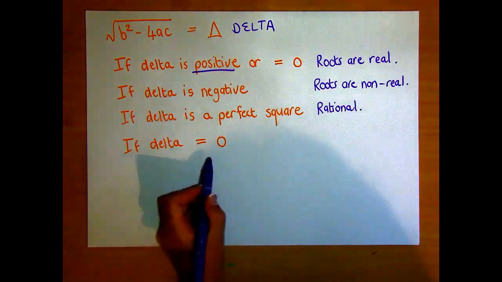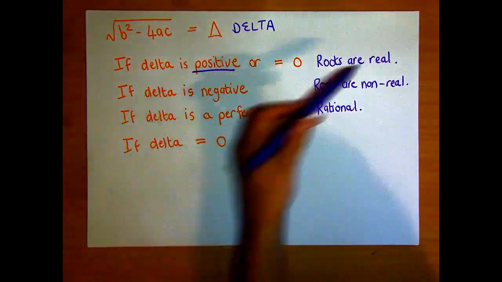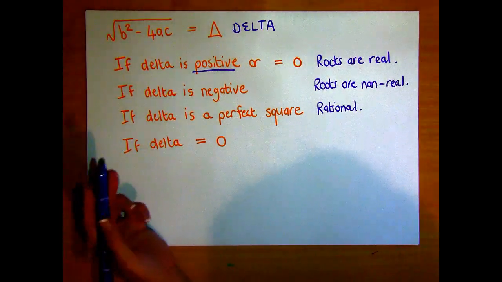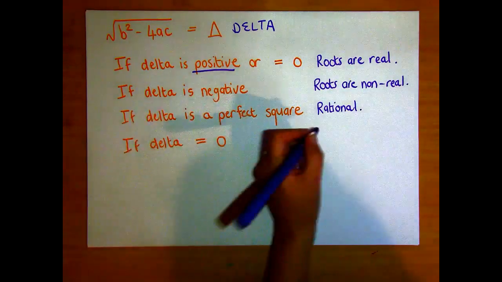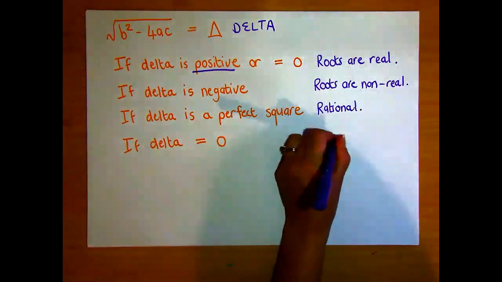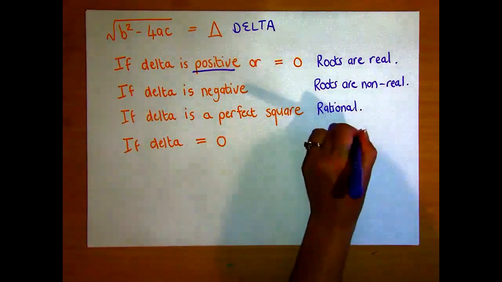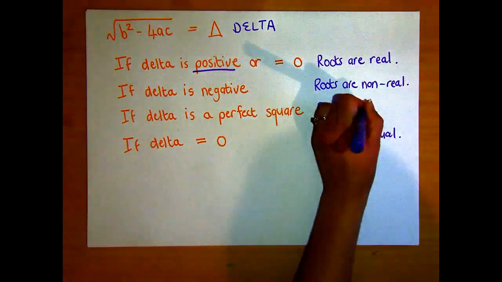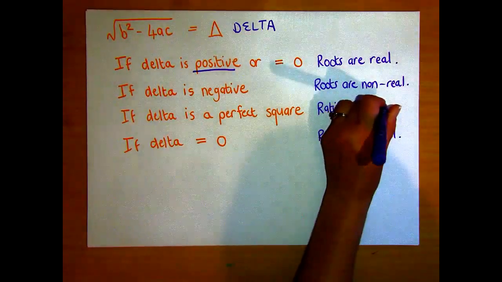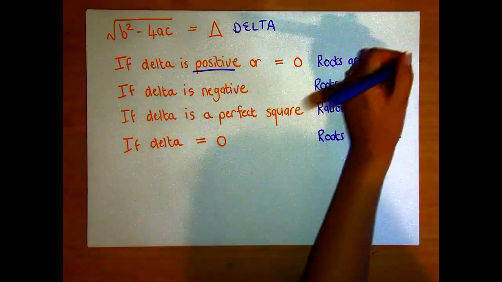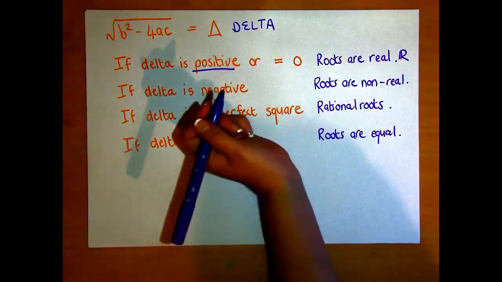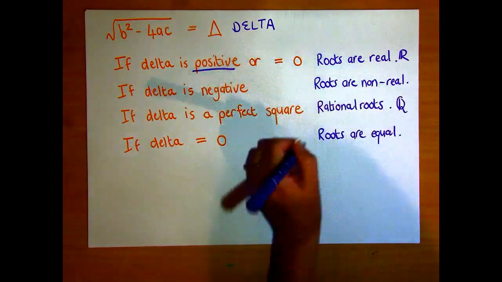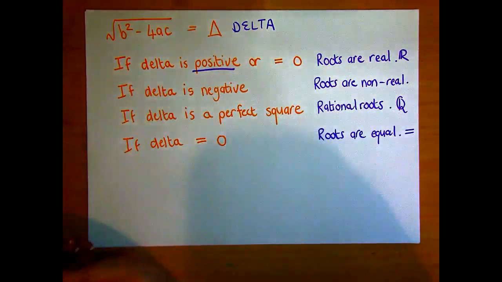And if delta equals 0, we already know it's real, but something quite special happens when delta is 0. Then we have equal roots. Okay, so that is real. This is non-real. Rational is that, and equal.